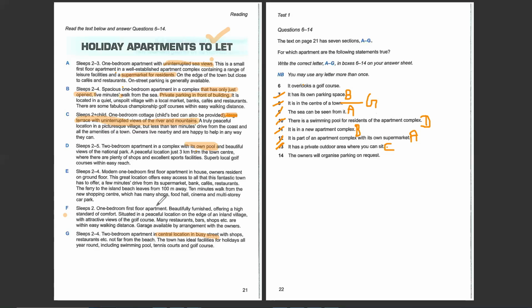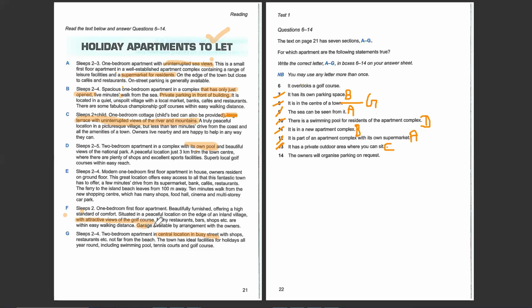1-bedroom first floor apartment is F, beautifully furnished, offering a high standard of comfort, situated in a peaceful location on the edge of an inland village. When something is situated at the edge of a village, it means it is situated in the outskirts. And yes, F paragraph has attractive views of the golf course. And there are many restaurants, bars, shops, etc.